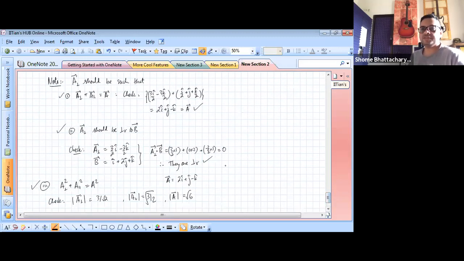Just go over this. We don't need this to solve the question. We've already solved the question. But I'm just showing you that the perpendicular component has these 3 important properties.